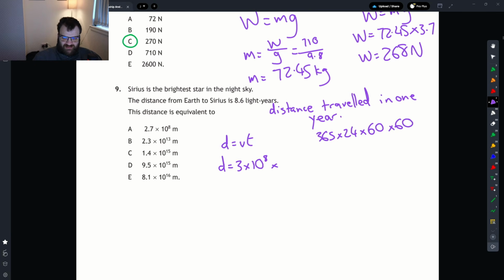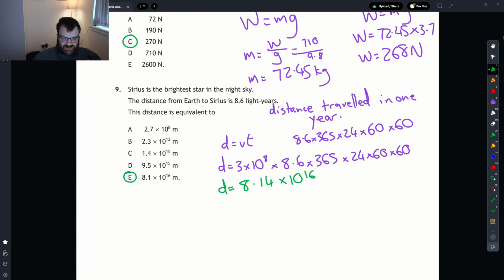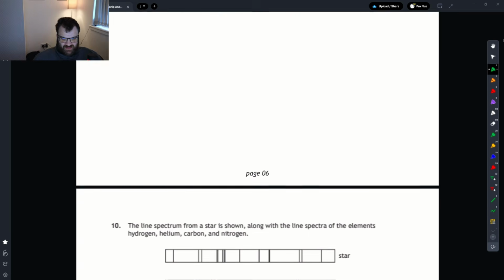Importantly here, we have got 8.6 light years. So it's going to be 8.6 times all of that together. And for slight ease, I'm just going to fire those all into the calculator, taking my time to input it correctly. That goes 8.14 times 10 to the 16, which matches nicely to E. So we need to make sure we're grabbing onto our speed to put that into the calculation.